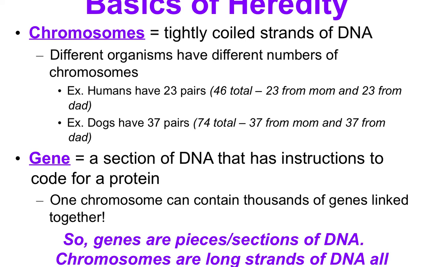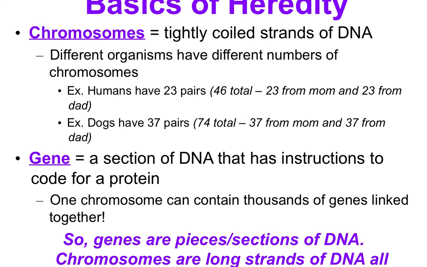The basics of heredity lie in DNA. Chromosomes are tightly coiled strands of DNA. Different organisms have different numbers of chromosomes. Humans have 23 pairs, so that's 46 total: 23 we got from mom and 23 we got from dad. Dogs actually have 37 pairs, so that's 74 total chromosomes, 37 from mom and 37 from dad.